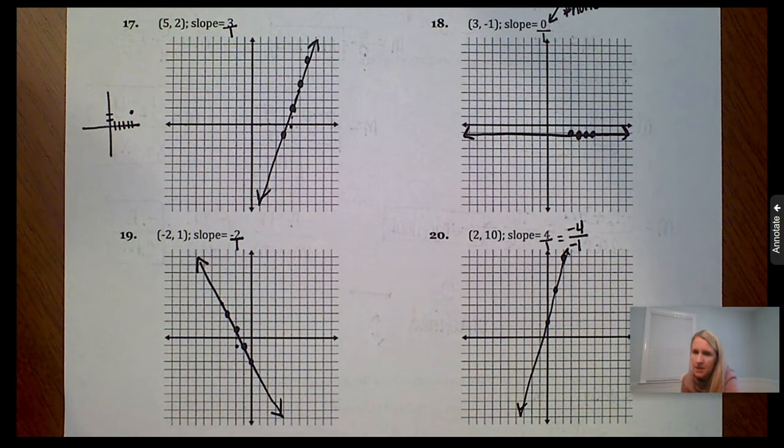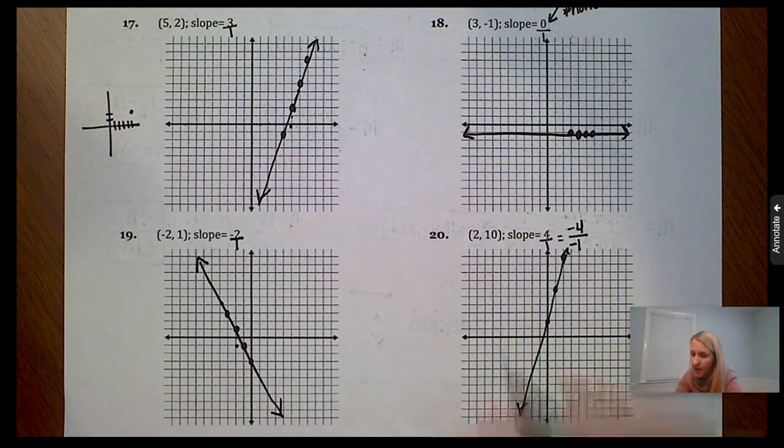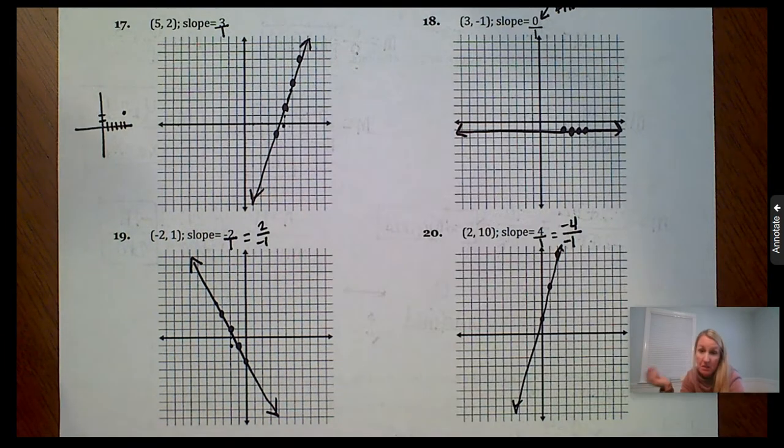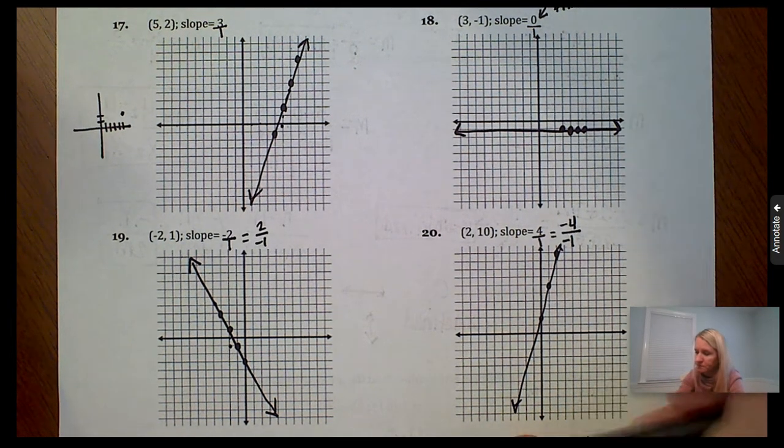So just as a heads up, if I have -2 over 1, I can write that as 2 over -1. That means the same thing. It's just instead of going down to the right, you go up to the left. So you get the same line. So just as a reminder, keep that in the back of your head if you ever get a funky little graph where things aren't fitting.